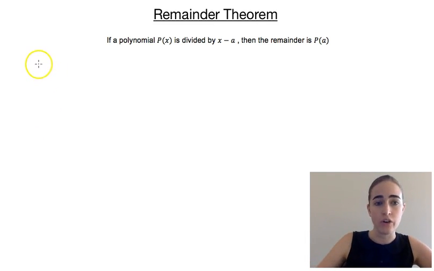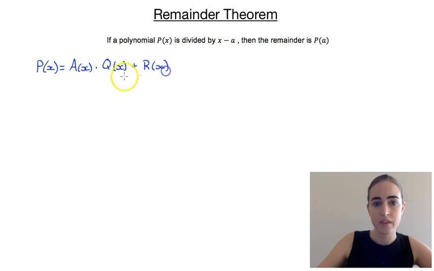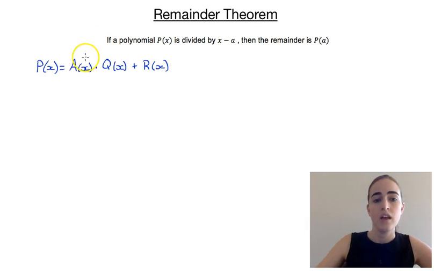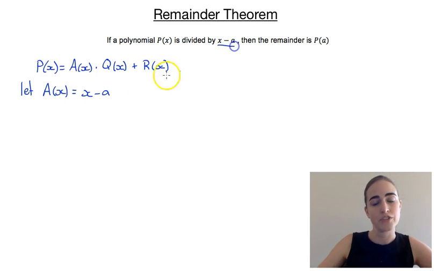So we already know that a polynomial, p of x, can be written as a of x times q of x plus r of x. So our a of x is our divisor, q of x is our quotient, and r of x is our remainder. Now with that a of x, we're going to let a of x equal that x minus a that we're dividing by. So if we're dividing by x minus a, we want to see what happens.